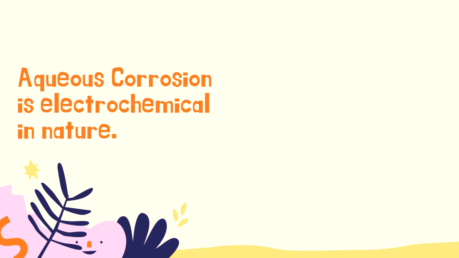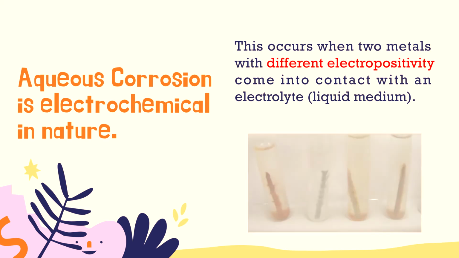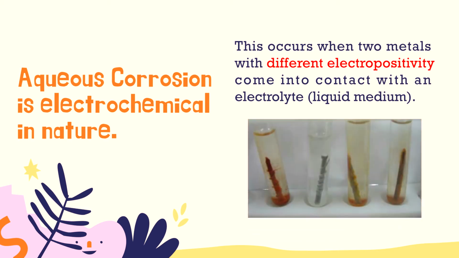Aqueous corrosion is electrochemical in nature. When we say electrochemical in nature, this occurs when two metals with different electropositivity come into contact with an electrolyte, or a liquid medium. As presented in the figure, there are two different metals in contact with each other, placed in each test tube, and submerged in a so-called electrolyte.